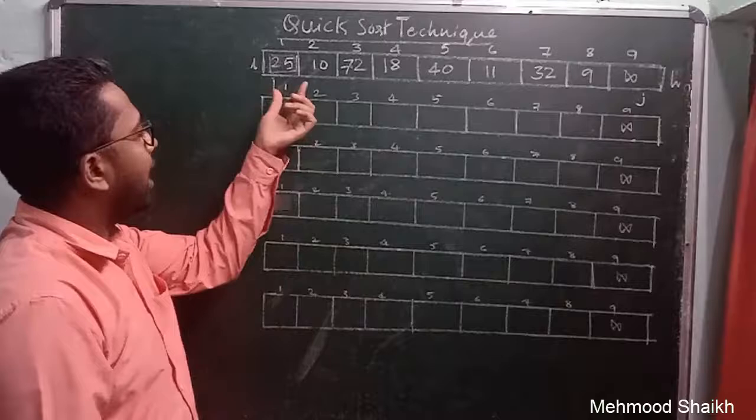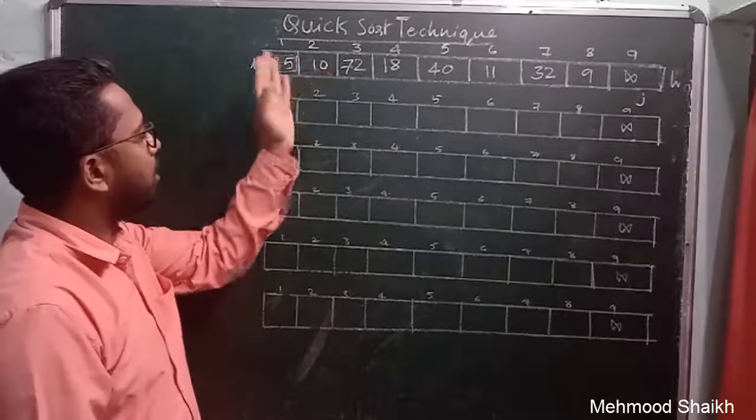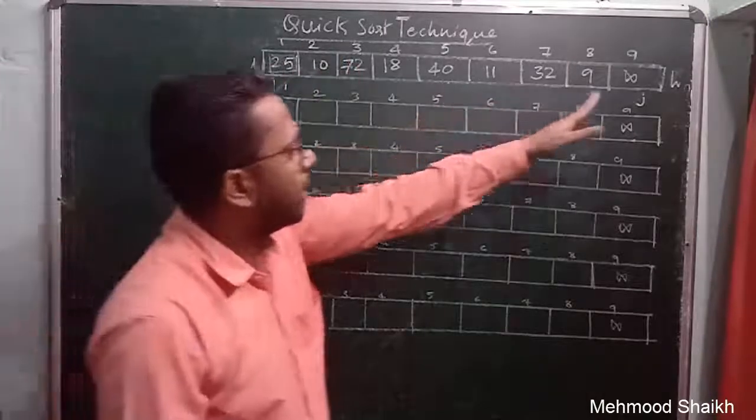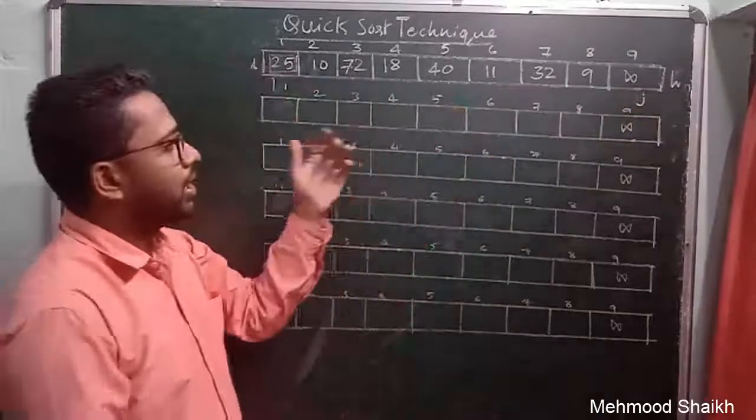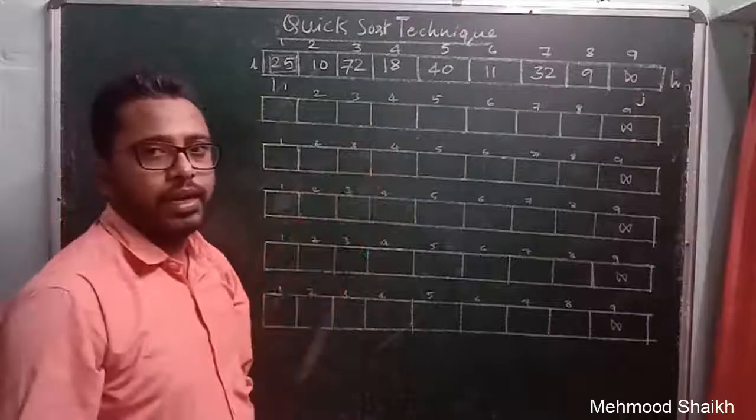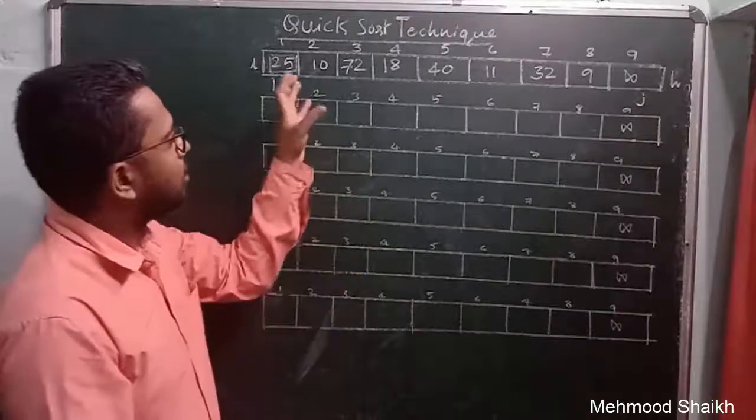Whenever I find an element greater than the pivot element on the right side of I, and whenever I find an element on the left side of J which is lesser than the pivot element, then I will be swapping those two elements. Okay, so now let us start solving this problem.